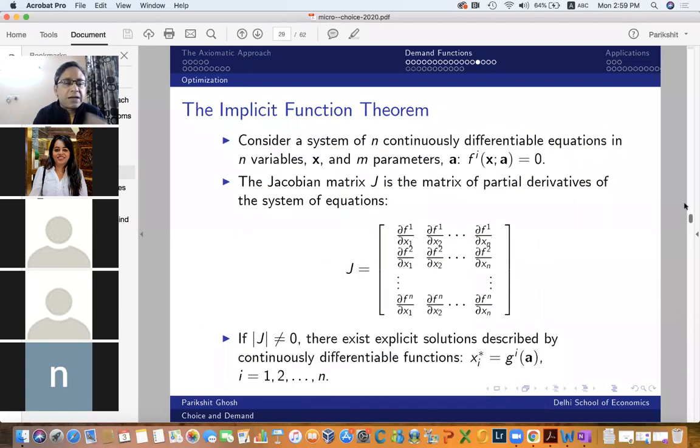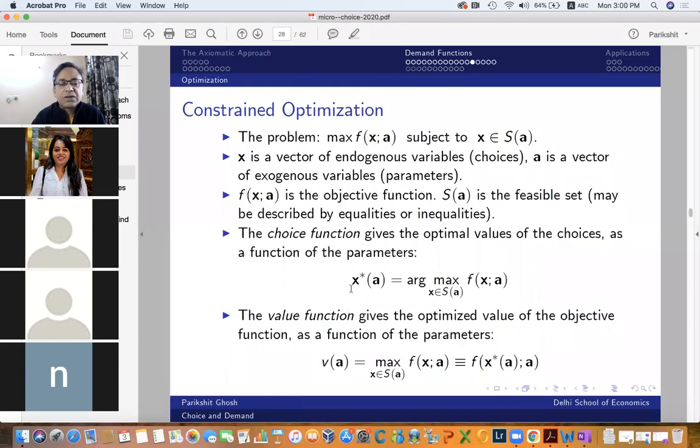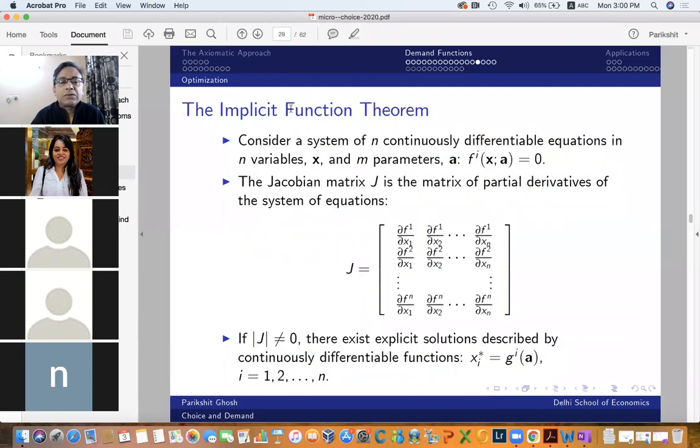So now let me put that aside. Let me get to another thing. I'll come back and use these definitions when I'm talking about the envelope theorem, which I'll get to in a moment. Now, let me talk about the implicit function theorem.